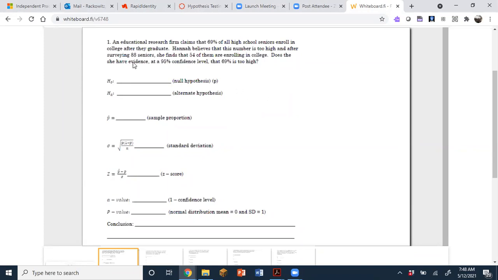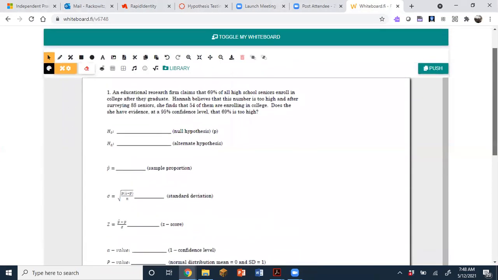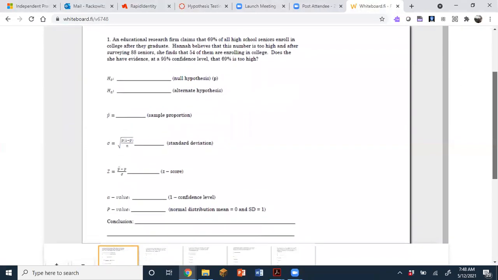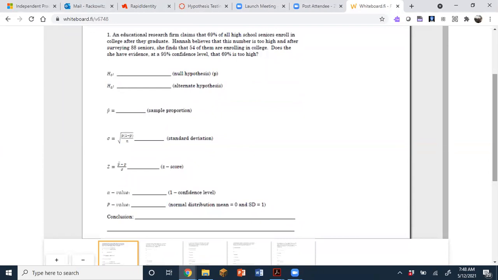So if you open up that worksheet, Miss Jessica. Let me turn on the pen. All right. So hypothesis testing, you are given a situation where somebody has made a claim. Their claim is that 69% of all high school seniors enroll in college after they graduate. So our null hypothesis is that P equals 0.69. That's their claim.